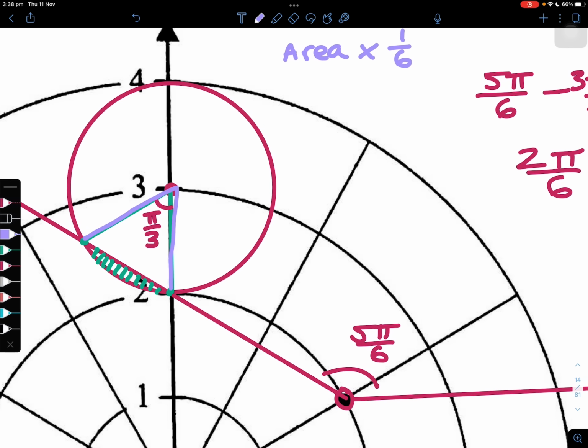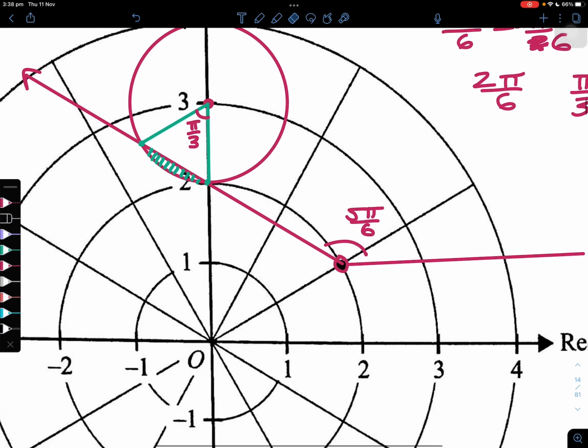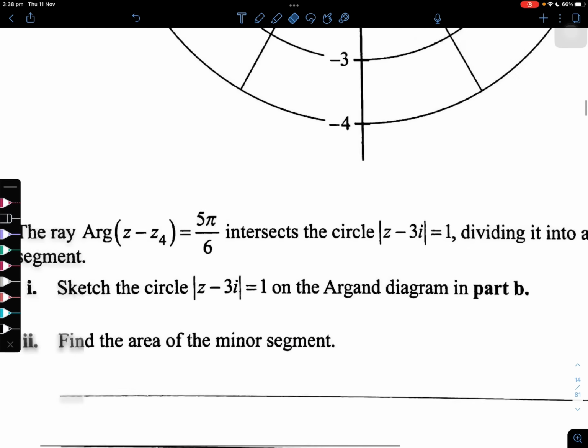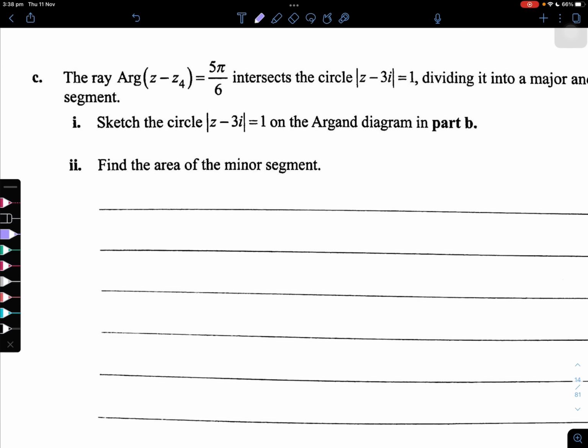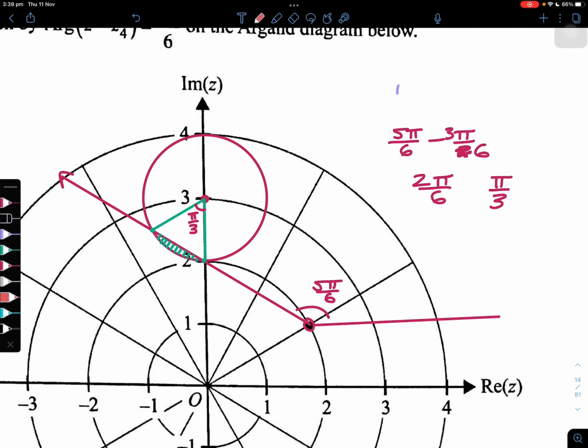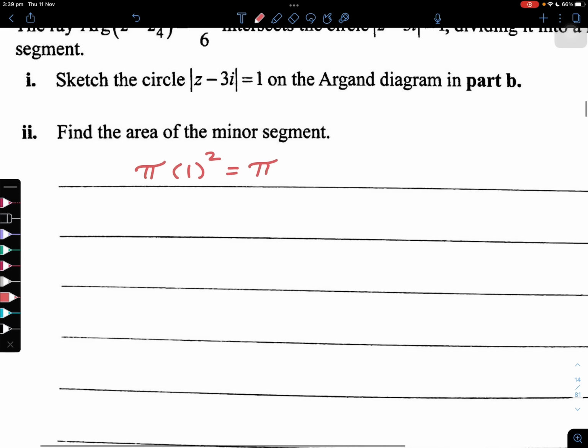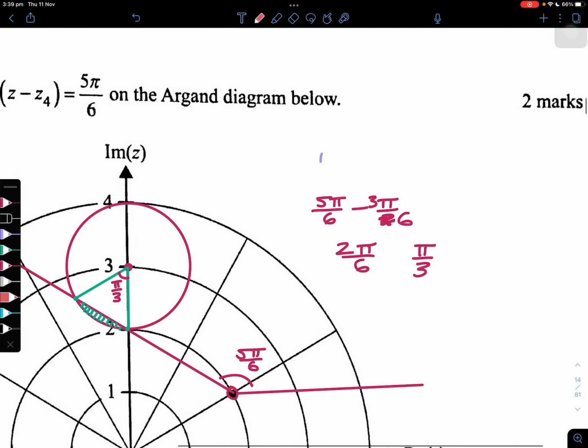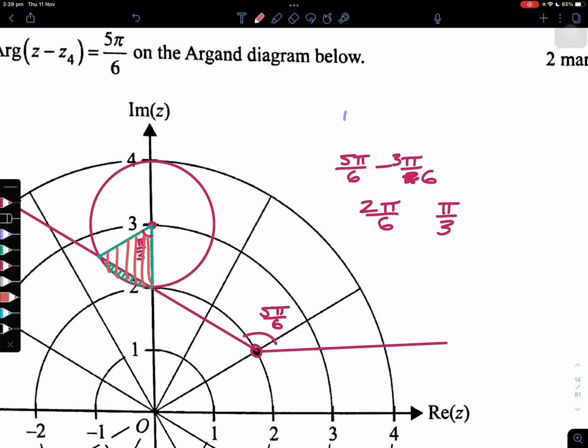And then finally, I would just subtract the area of this triangle, and that would leave me with this minor segment. Okay, so let's find the area of the whole circle. The area of the whole circle is going to be pi r squared. Our radius is 1, so pi r squared leaves you just with pi, right? And we said that pi on 3 is 1/6 of the circle, so I'm going to divide our area of the whole circle by 6. That gives me the area of this sector right there.